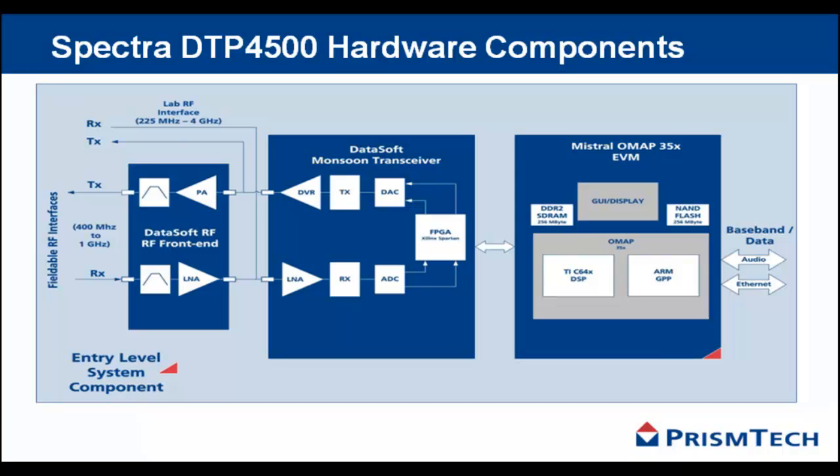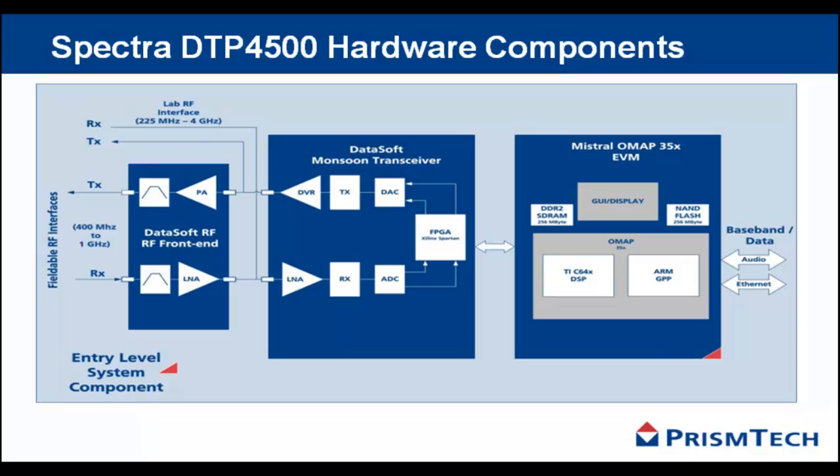This slide shows the hardware architecture of the DTP4500. Again, the red triangles indicate the entry-level components. Starting with the GPP DSP, we use the Mistral OMAP35X EVM with TI C64X DSP and ARM GPP. It includes audio and Ethernet connections for high-speed digital interfaces.